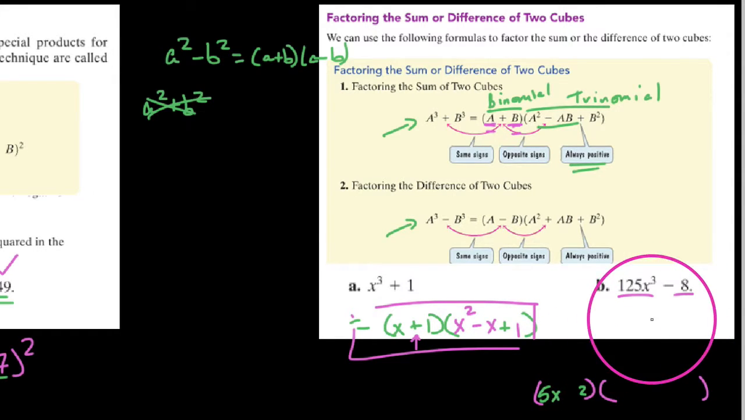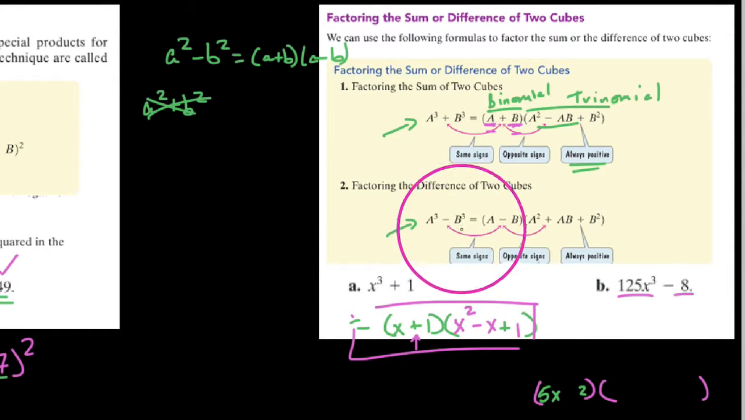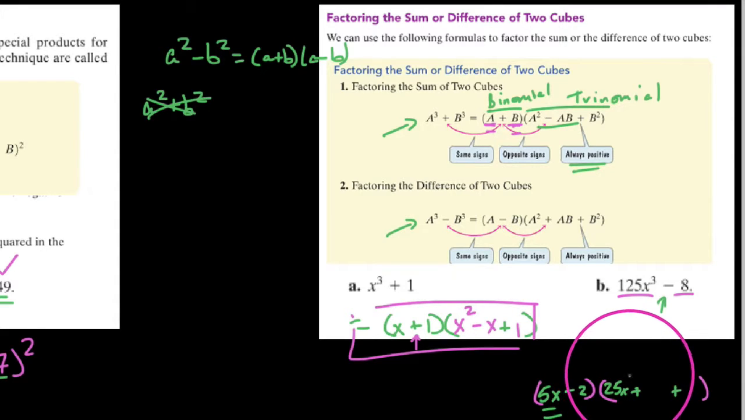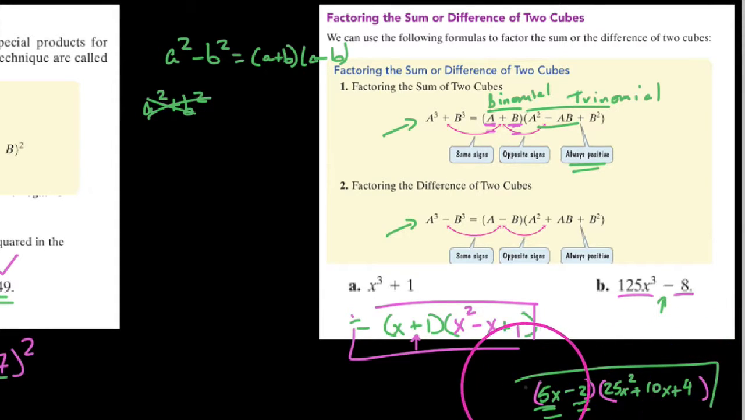Well, it's 2. And knowing what I know up here, these first two signs must be the same. If this is a difference, this is a difference. And if that's a difference, this next one's a positive. And the last one's just always a positive. And to get these three values here, we say, well, 5x times 5x is 25x squared. 5x times 2 is 10x. And then we say 2 times 2 is 4. And this is completely factored.